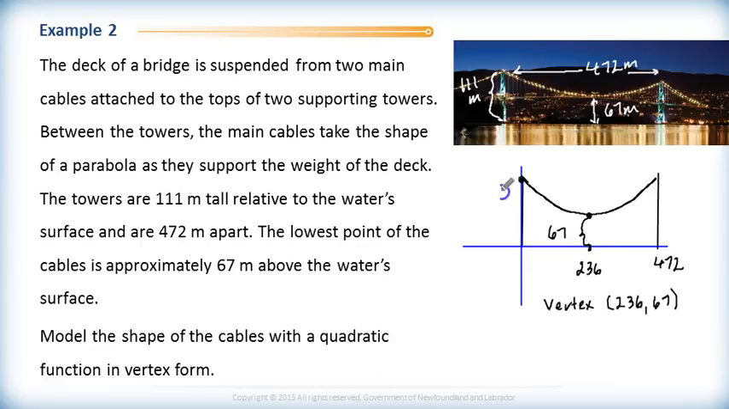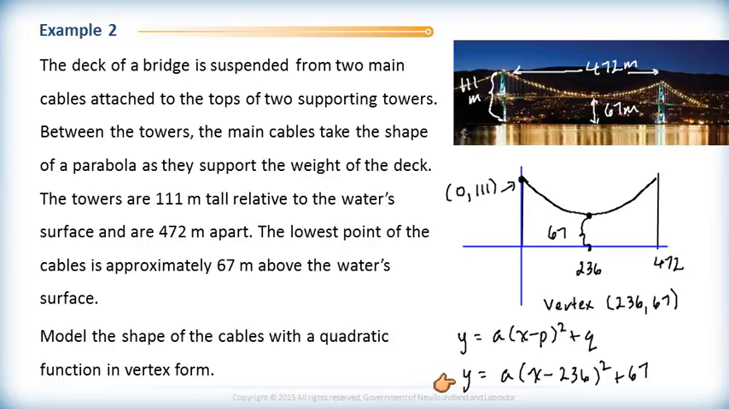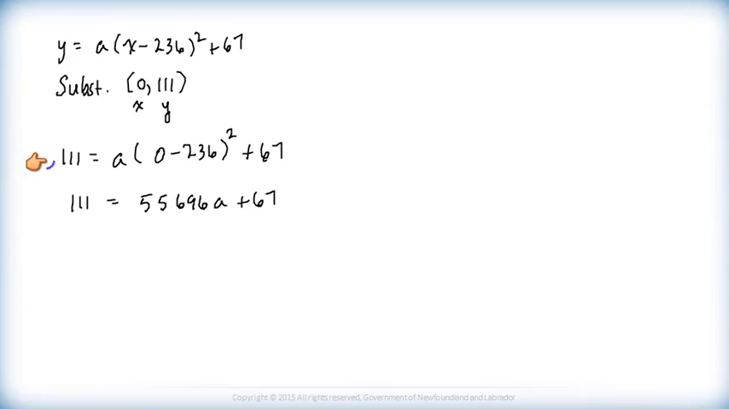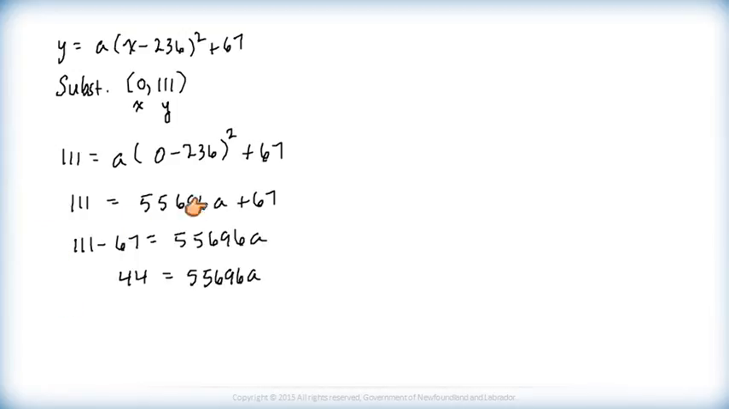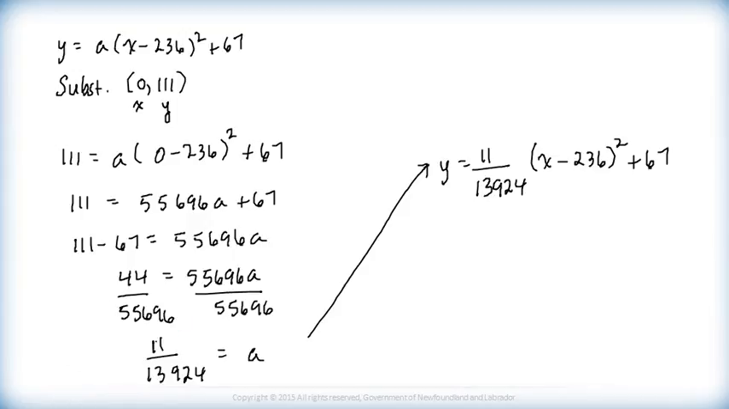And I'll need another point. A nice easy one here is (0, 111). So as in the previous example, I take my vertex form, substitute in my p and q values, and I'll need (0, 111) to substitute in to get my a value. So I've substituted in here. I've gotten this far. Rearranging a little bit, the 67 comes over here, subtracts. I'm left with 44 equals 55,696a. Therefore, once we get our a value, we can write our function.